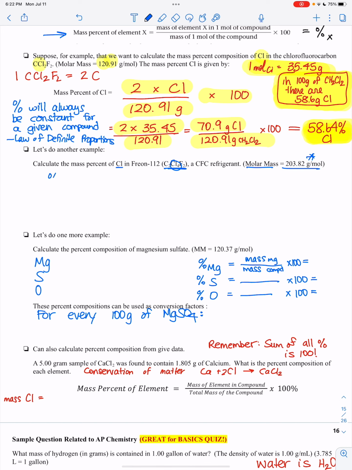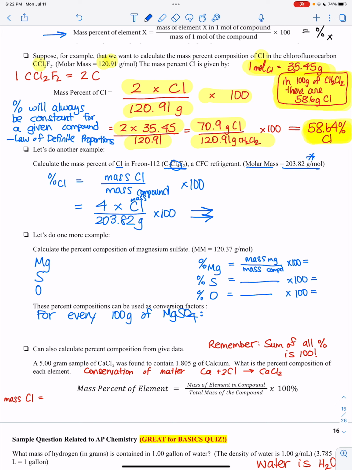If I want my percentage of chlorine, I'm going to need my mass of chlorine over the mass of the compound, or the molar mass of the compound, and then multiply by 100. My mass of chlorine: there are 4 chlorines. So it's going to be 4 times my mass of chlorine from the periodic table, divided by the molar mass, which is 203.82 grams, times 100. I'll do the math over here. 4 times 35.45 over 203.82.